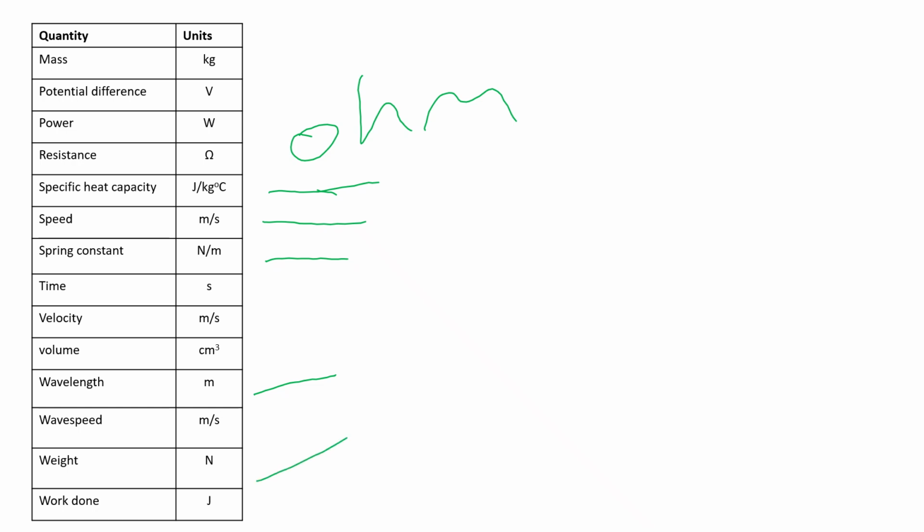Weight is newtons. You'll talk about that in class, about the difference between mass and weight. But basically, mass is the number of particles that make you up. So your mass doesn't change if you go to the moon, because you're still the same number of particles, whereas weight is the force that you're applying to the ground. Work done, joules. So I'm doing work now, I'm talking, and I'm using up joules, which is the work I'm doing.